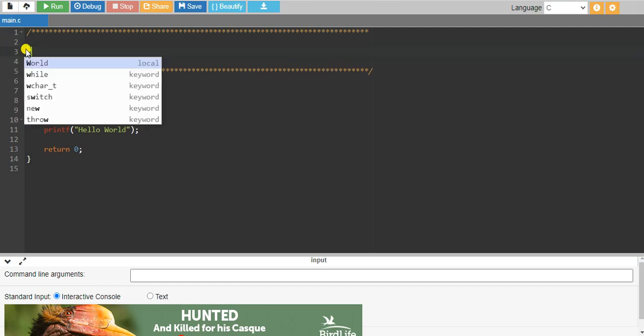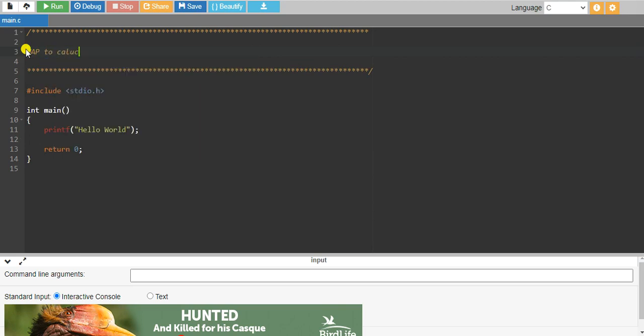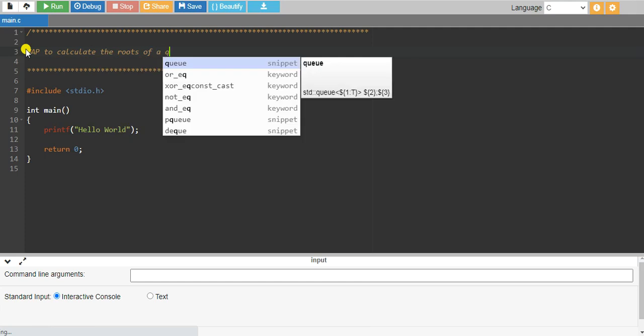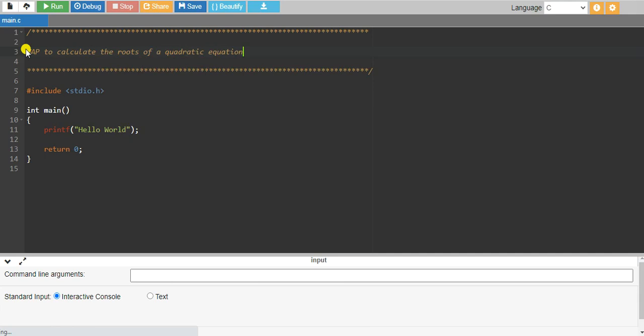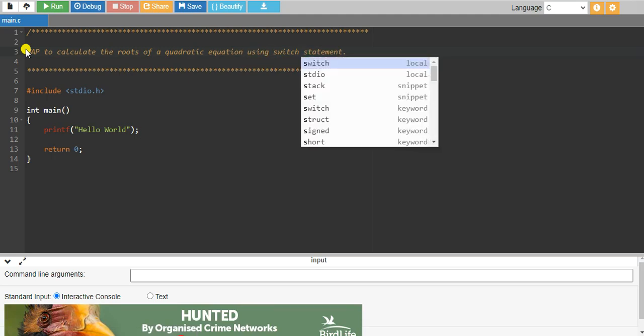Write a program to calculate the roots of a quadratic equation using switch statement.